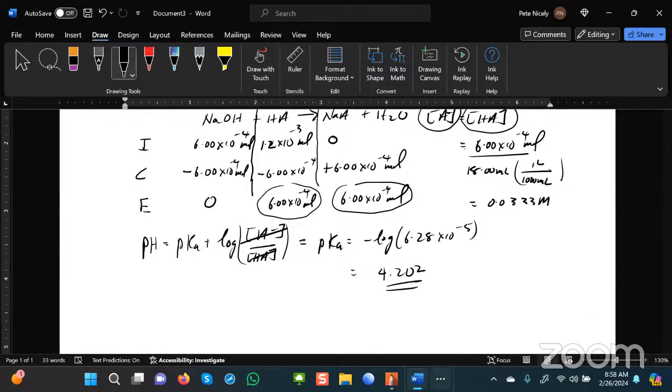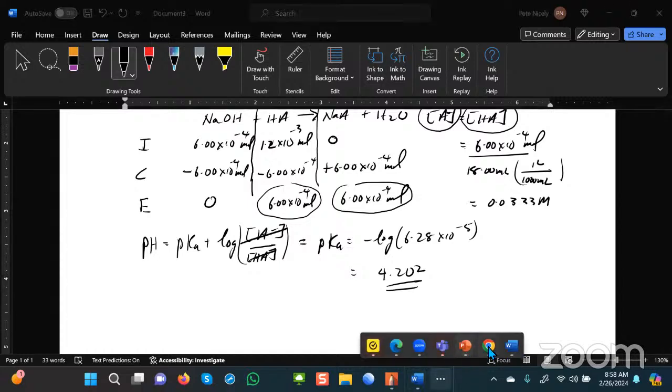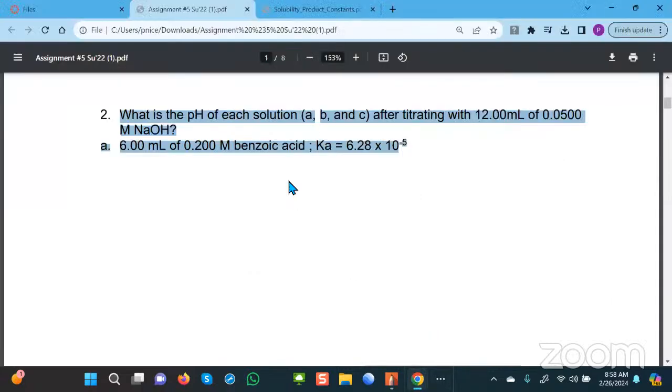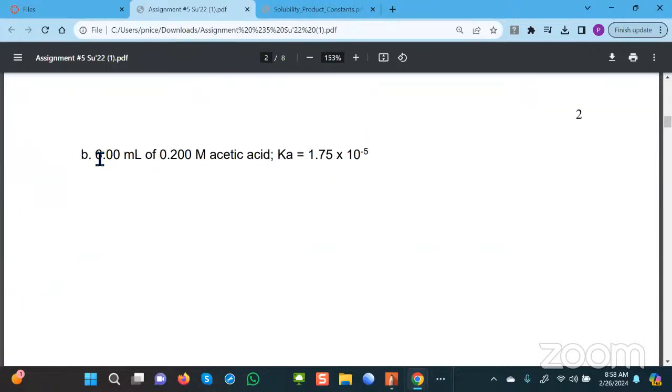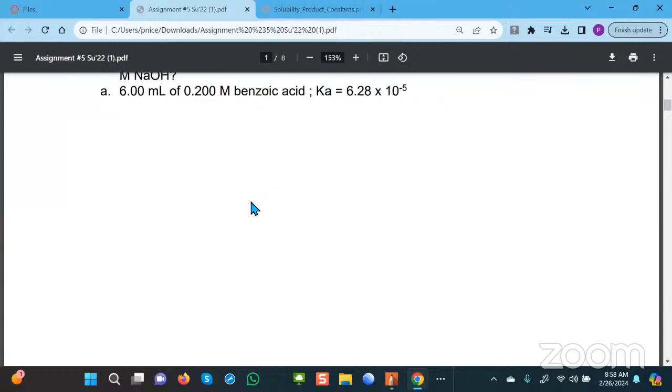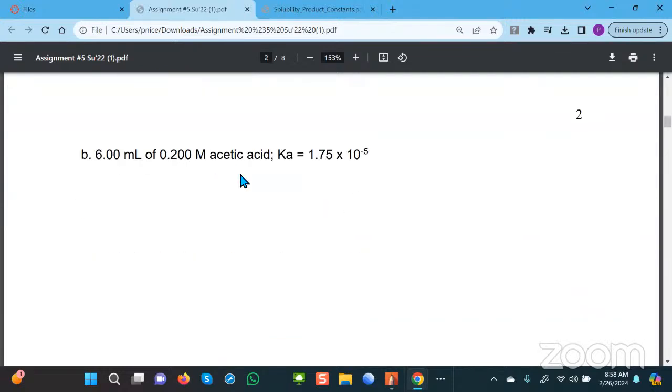Let me go back to the question. In the case of the B part, actually, hold on. You know what? I can skip the B part because if you understand what we did in the A part, the B part is very similar. The only difference is that it's a different acid, and therefore the Ka value is different. Everything else, the volume, is the same. The only difference would be the type of acid.